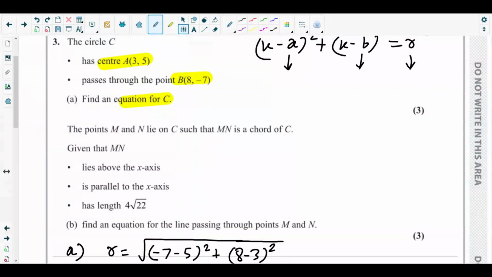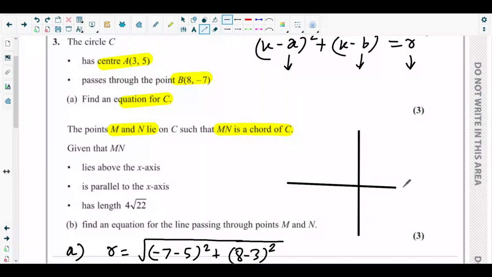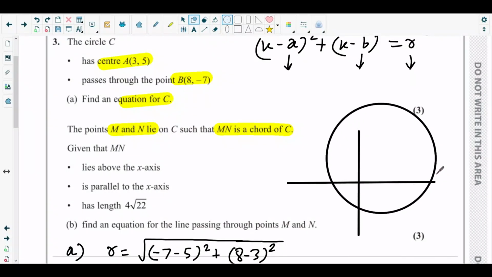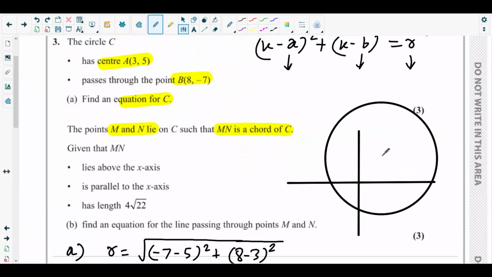Fine. Next is part B. The points M and N lie on C such that MN is a chord of C. Let me draw a sketch. Let me draw the circle. On the coordinate axes, this is the sketch of the circle. The center is (3, 5) and the radius is 13. This is the center of the circle.